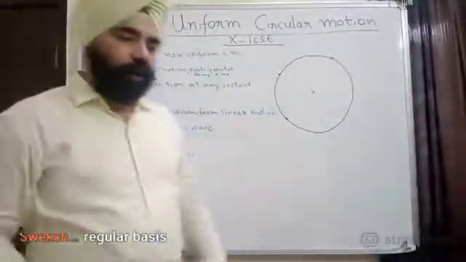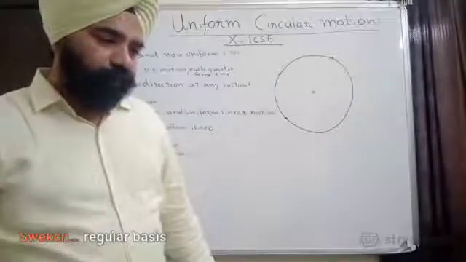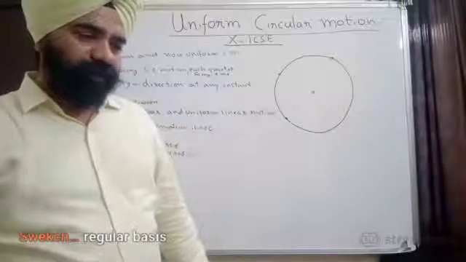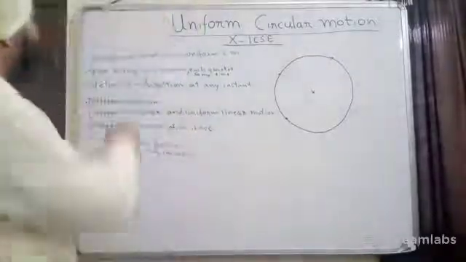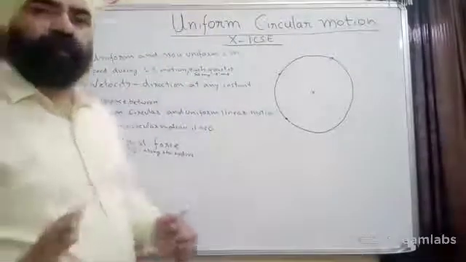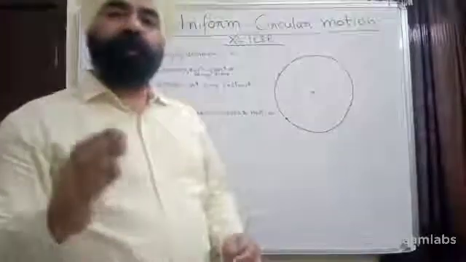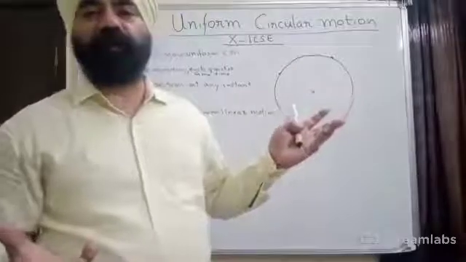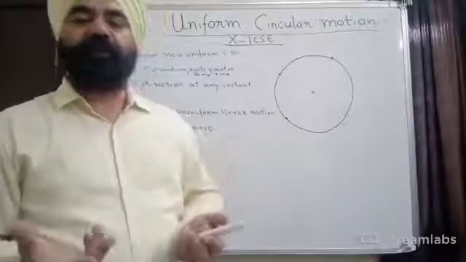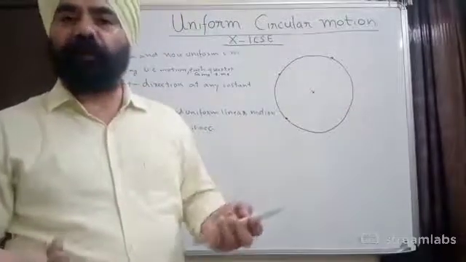Next we go to uniform and non-uniform. It's very simple. If the body is covering equal distance in equal intervals of time, it is uniform. And if the distance covered is not equal, then it is non-uniform.